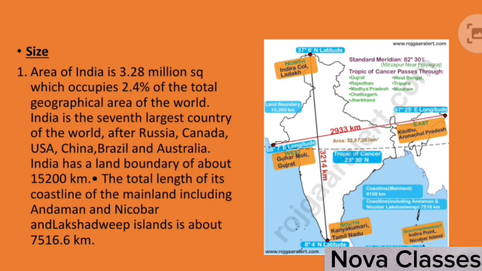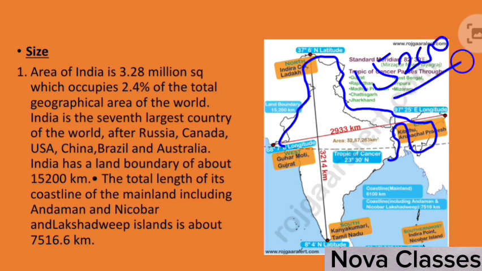So what is the land boundary of India? Land boundary, it means we are talking about these ones. These are the land boundary. Okay, so what is the land boundary of India? That is 15,200 kilometer. How much? 15,200 kilometer.